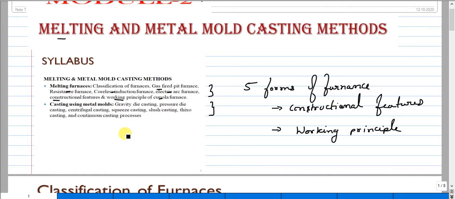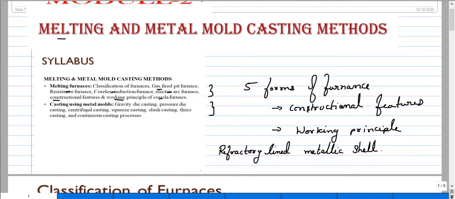So in simple words, I can write: refractory lined metallic shell. This is a constructional feature of a furnace. For every furnace you will find this part, a refractory lined metallic shell, where you will input your scrap or raw material, where the heating will be carried out and you will melt that.